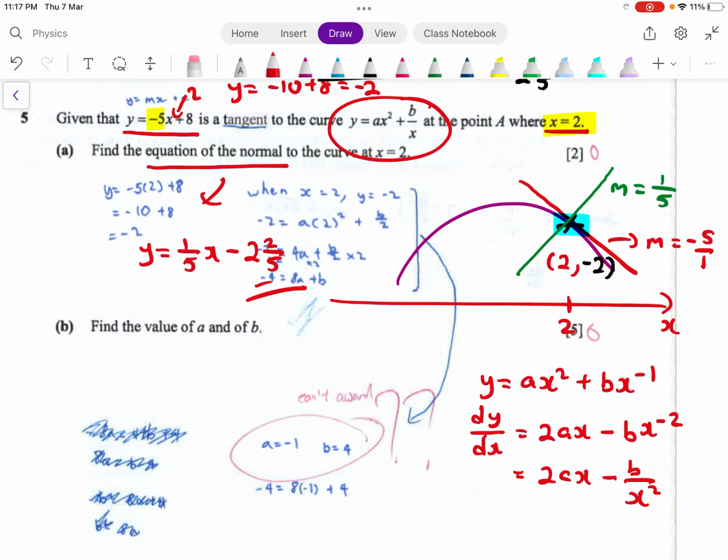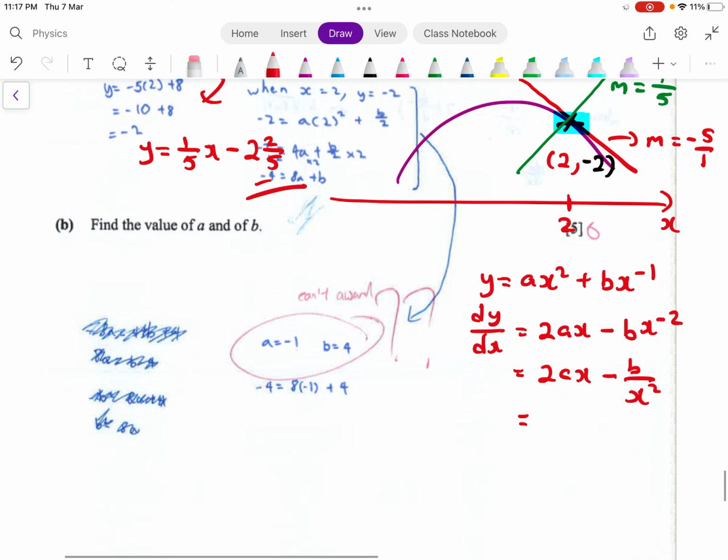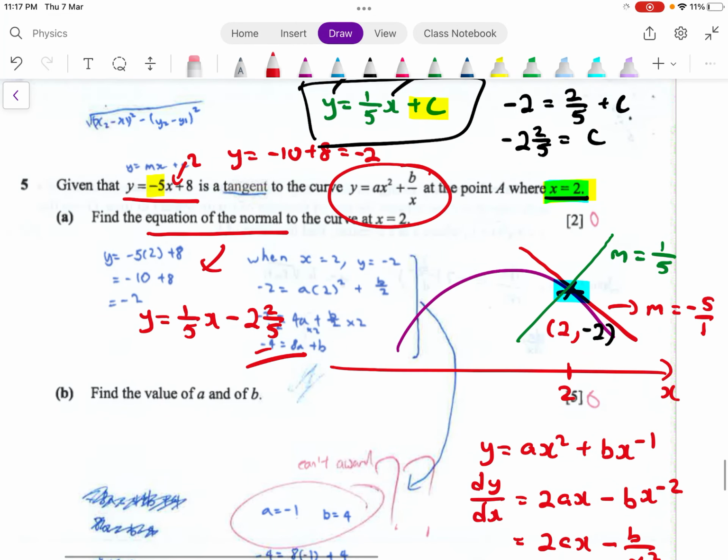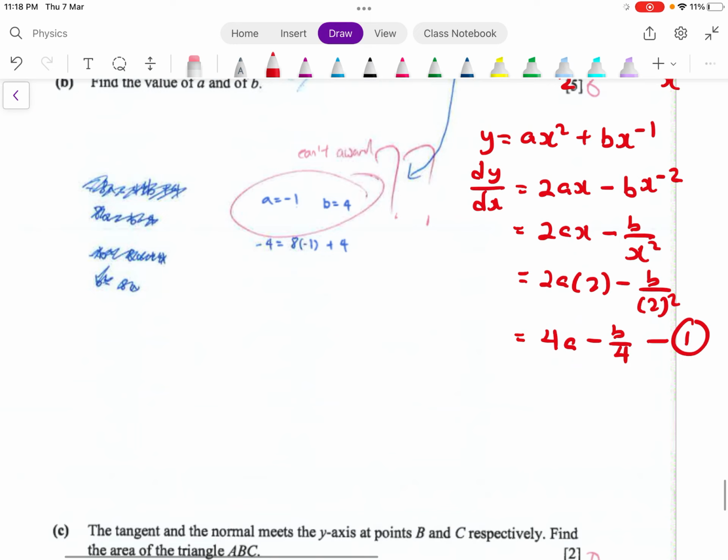Of course I'm interested at the x equals 2 point, so I sub x equals 2 inside here. So this is equal to 2a times 2 minus b over 2 squared. So this will give you 4a minus b over 4. Sorry, I forgot to put in one more thing: because the gradient of this tangent is negative 5, it means that dy/dx is negative 5. So the first equation comes out already: 4a minus 1/4 b gives you negative 5.